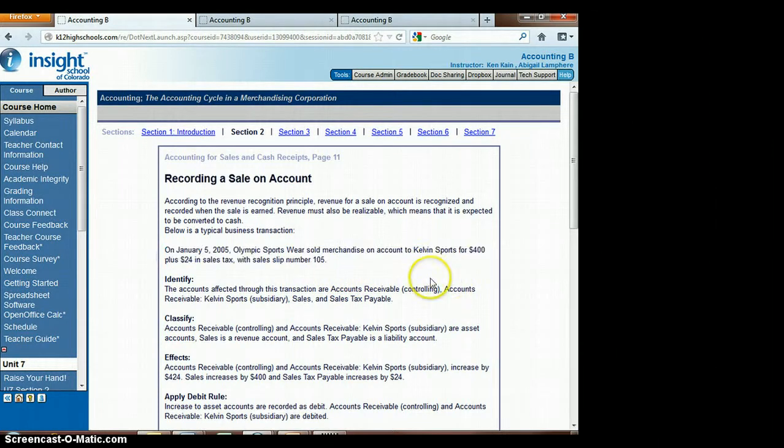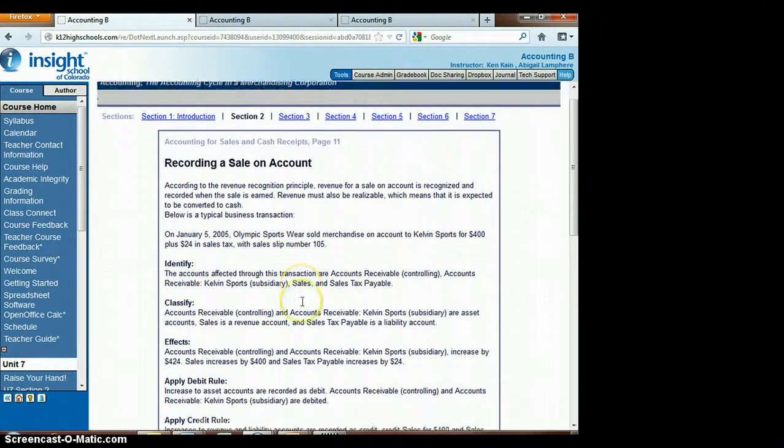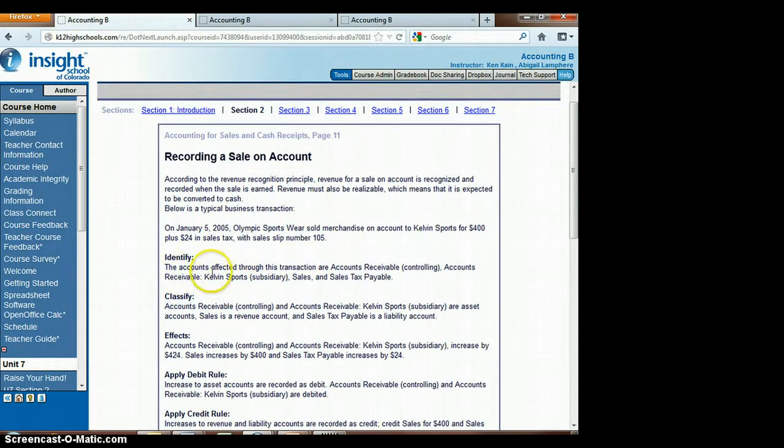So, for example, on January 5th, Olympic Sportswear sold merchandise on account to Kelvin Sports for $400 plus $24 in sales tax. Okay, so now first we want to identify all the accounts that are going to be involved in this transaction. We have our accounts receivable controlling account. Okay, that's like our umbrella accounts receivable. Then we have our accounts receivable Kelvin Sports, which is going to go in our subsidiary ledger.